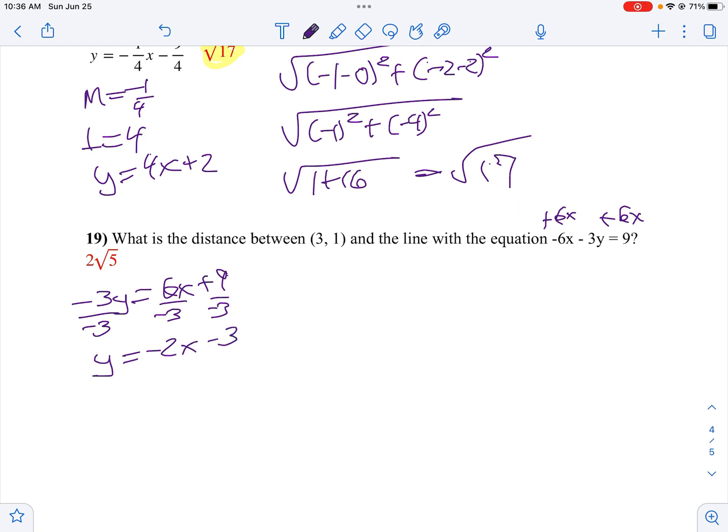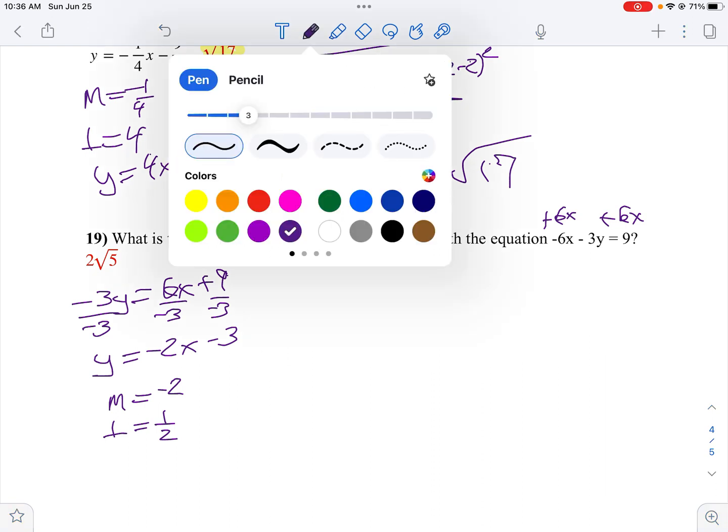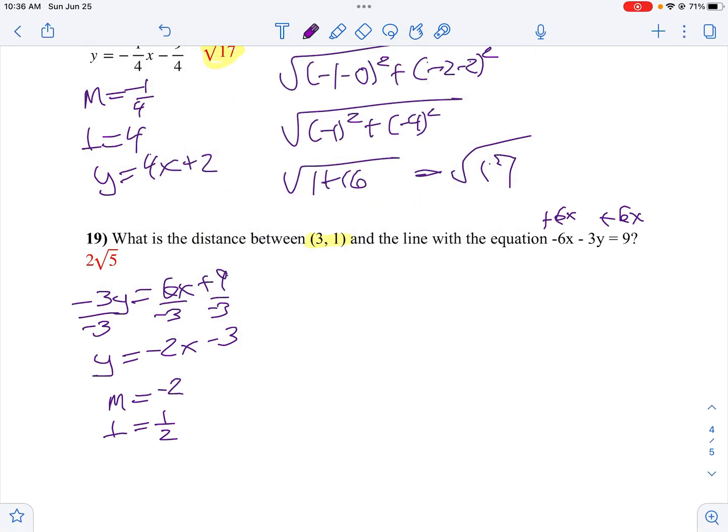I really don't care about the negative 3. What I want is my slope. So I know my slope is going to be negative 2. Perpendicular slope would be 1/2. I want it to go through the point 3, 1. I think I'll write this in point-slope form. And like I said, if I have to convert it, I have to convert it. But I'll go y minus 1 equals 1/2 times x minus 3.